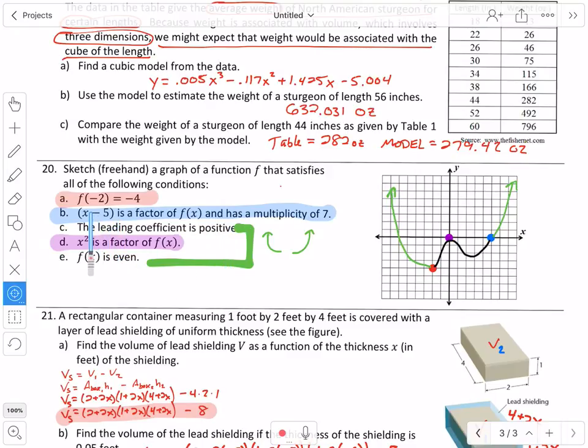Anyhow, x minus 5 is a factor. That means 5 is an x-intercept. That's why there's a blue dot there. It has a multiplicity of 7. Since it's a multiplicity of 7, the graph has to go through it. At this point, I don't know if it goes through this way or this way. I just know that it has an odd multiplicity.